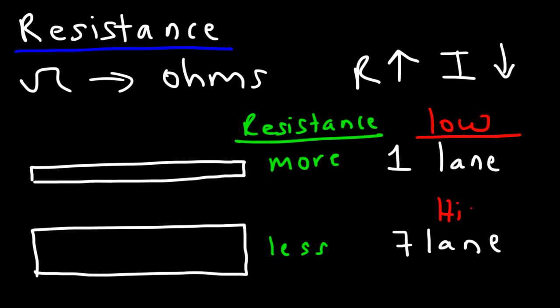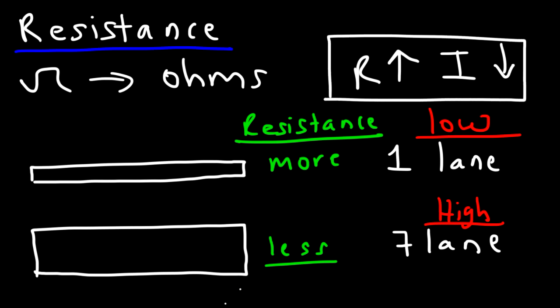However, in a 7-lane highway, you can get more cars passing through at any given point. So the current will be high, but the resistance will be low in a 7-lane highway because a lot of cars can get through. And so think of resistance as being that 1-lane highway. The cars are restricted in traveling on that highway. But in a 7-lane highway, there's not much resistance, and so you can get a lot of current flowing through. So keep this in mind. Resistance and current are inversely related. Now, there is an equation that relates voltage, current, and resistance together.